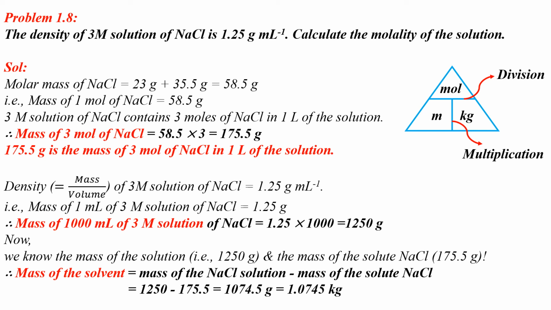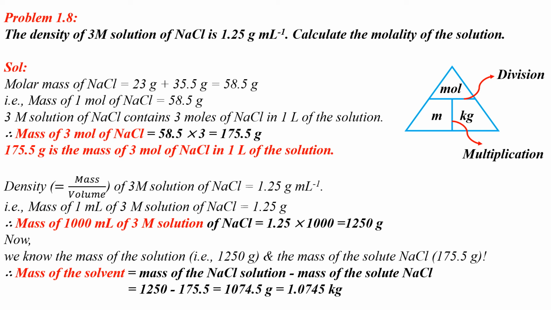Why do we find out the mass of 1000 ml of 3 molar solution of NaCl? Because here the solvent is water, isn't it? So for water, it is almost equal. 1 kilogram is nothing but 1000 grams. 1000 grams of water is equal to 1000 ml. This is only for water. If you take some other solvent, this would be different. Now we know the mass of the solute NaCl and the mass of the solution.